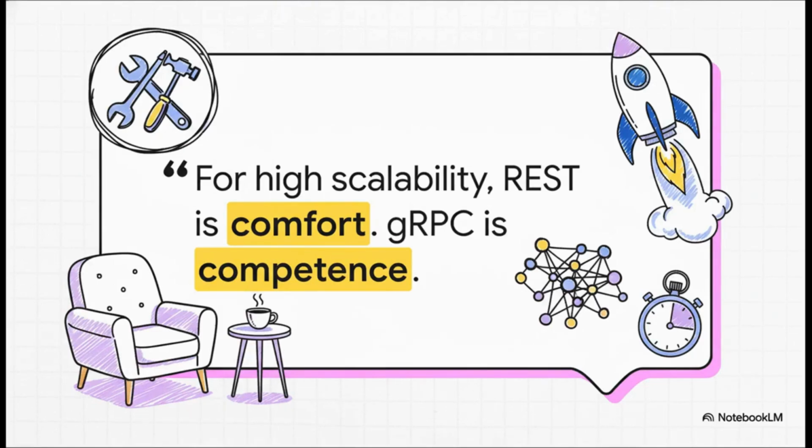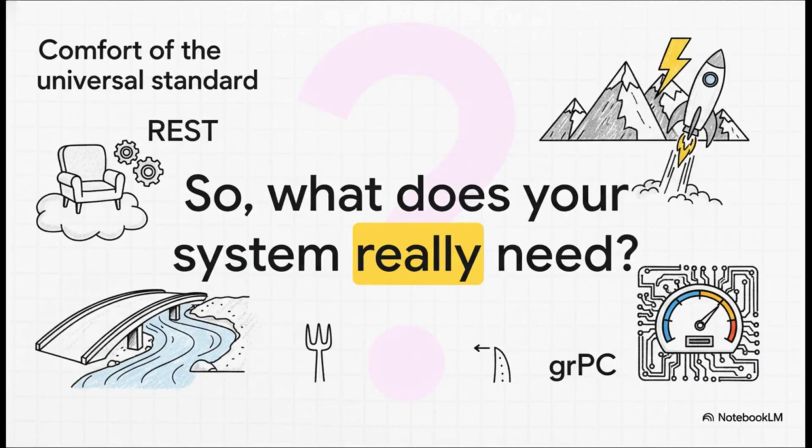This really boils it all down, doesn't it? REST is the familiar road. It's comfortable, and everybody knows how to drive on it. But when performance isn't just a nice-to-have, when it's a core requirement, gRPC is the competent choice. It's the specialized, high-performance vehicle you bring out for the race. So ultimately, when you're designing your next service, the choice is yours. Are you going to stick with the comfort of the standard that works for most things? Or do you need to reach for the competence that's required for those really demanding performance challenges? The right answer? Well, it depends entirely on what you're trying to build.